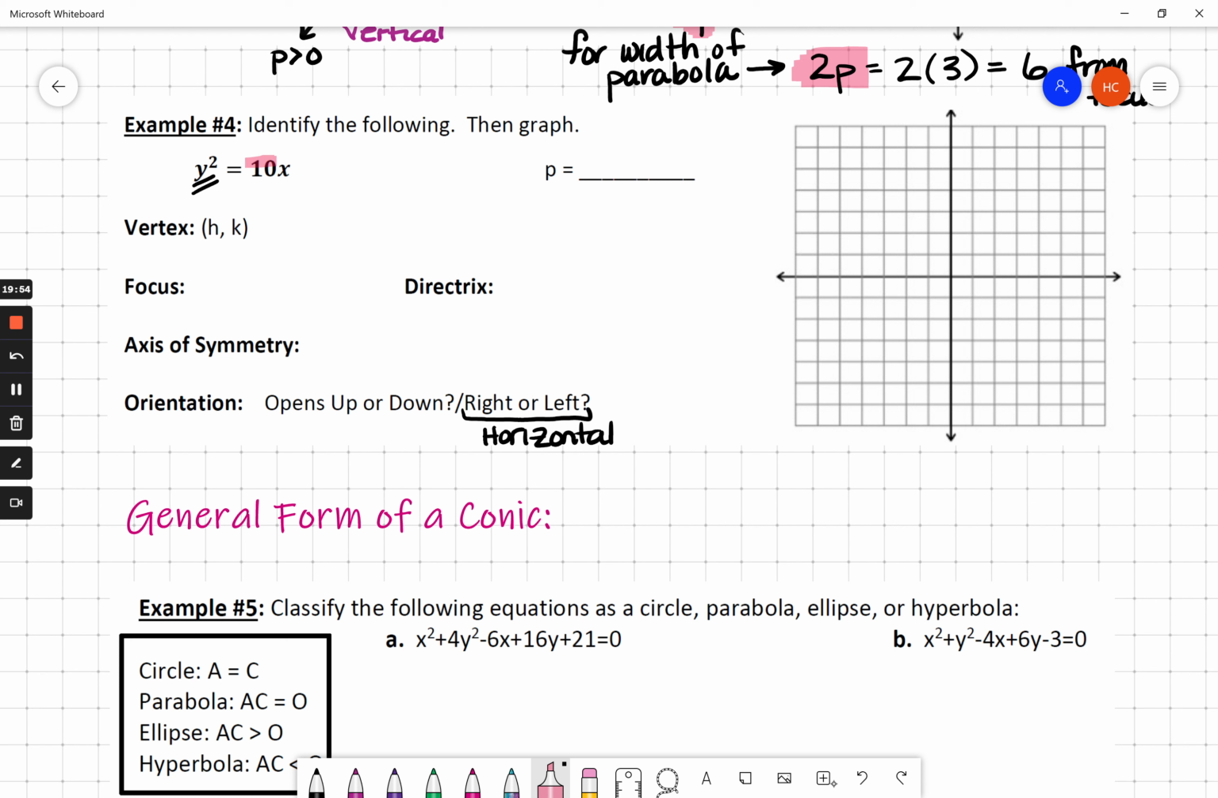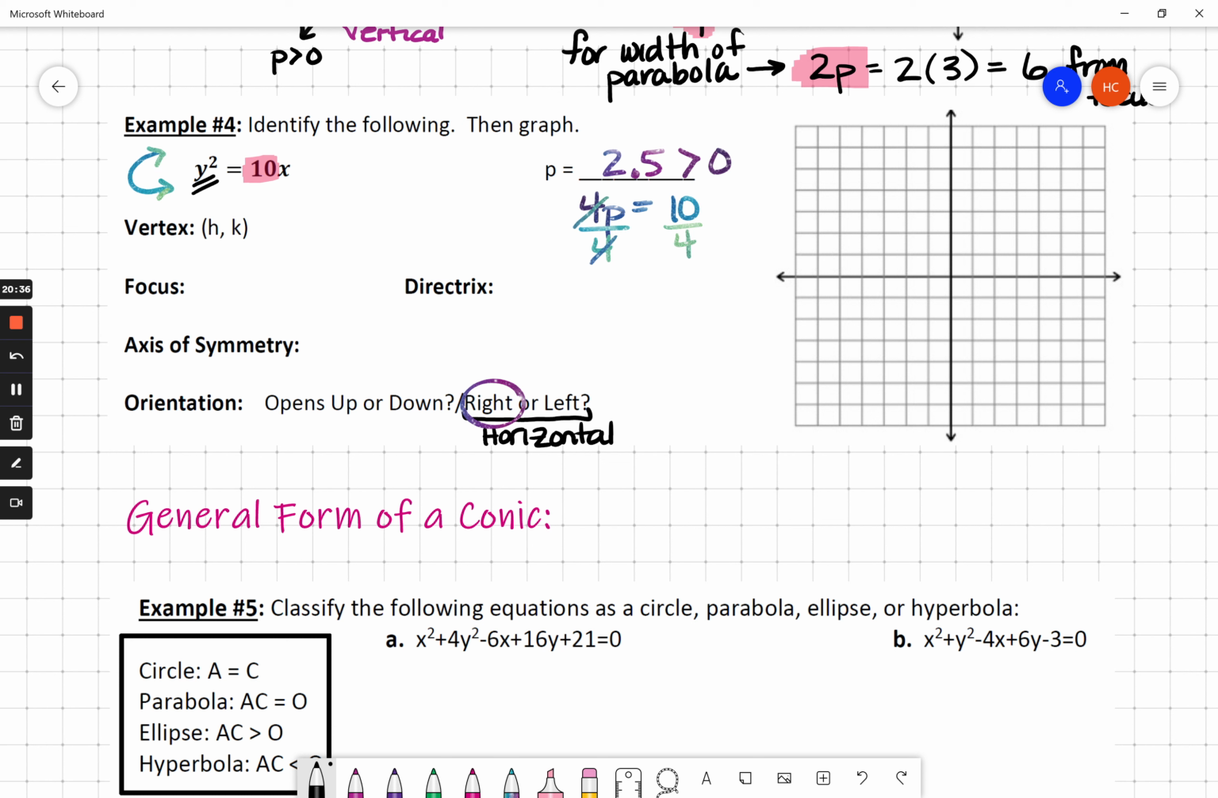So what are we going to do? Well, we're going to find our coefficient, and set that coefficient equal to 4p. So 4 times p has to equal that 10. When I divide by 4 to solve for my p, 10 divided by 4 gives me 2.5. This p-value is greater than 0. Because it's positive, I know I'm going to be drawing a right-facing parabola. So under example 4, I'm going to give myself a little reminder that I'm doing a parabola that's pointing to the right.